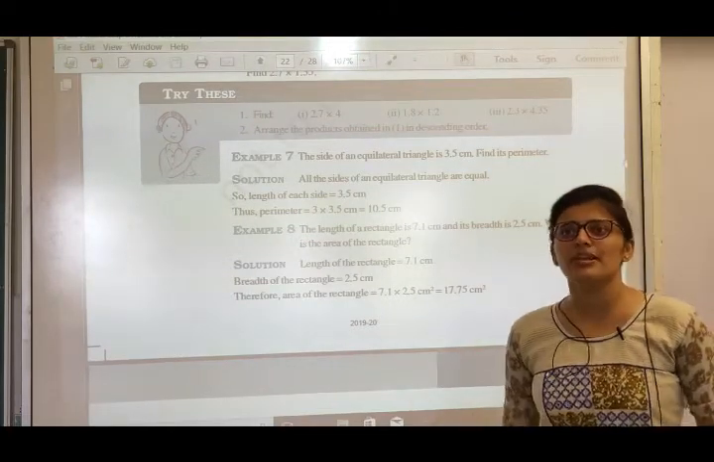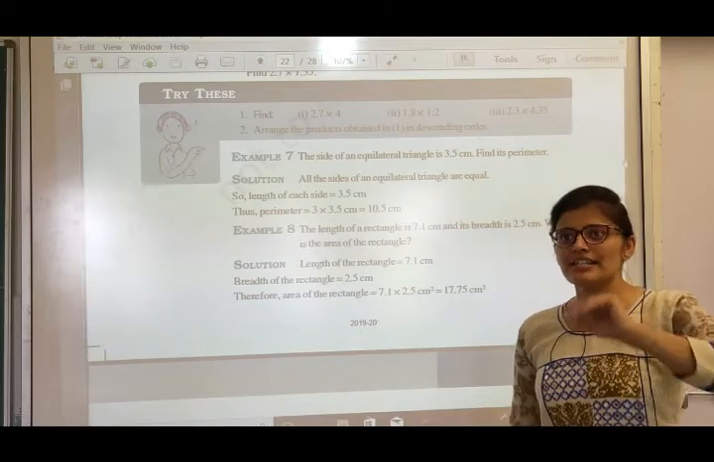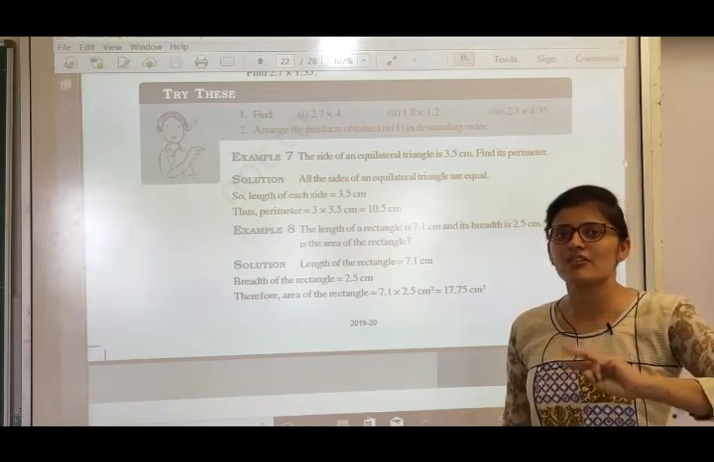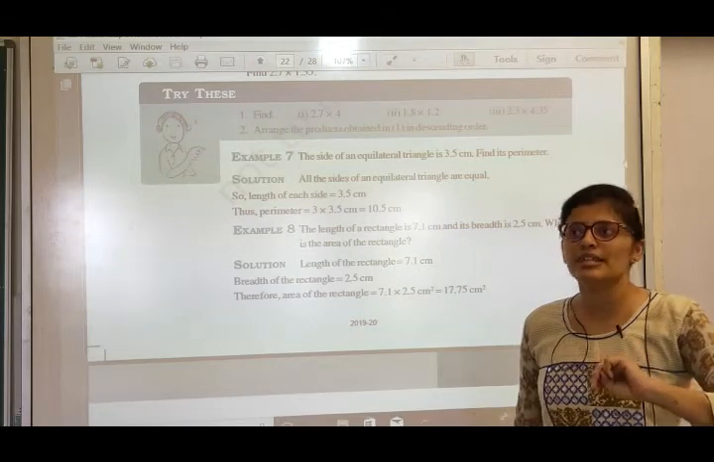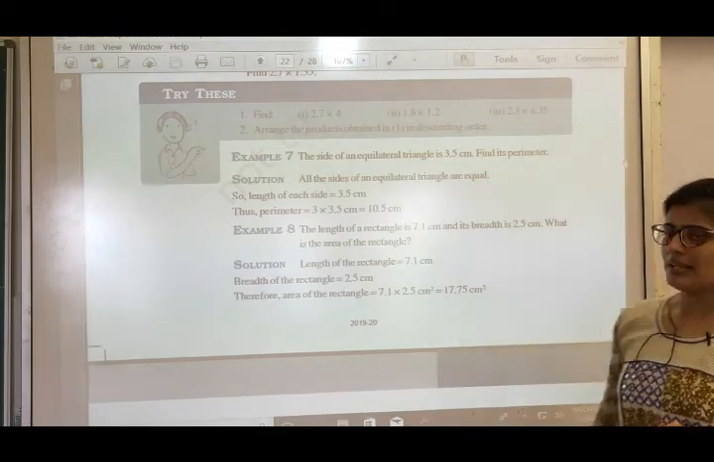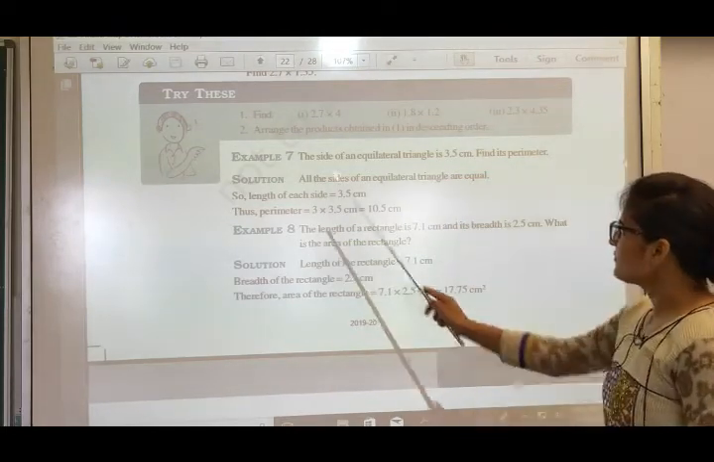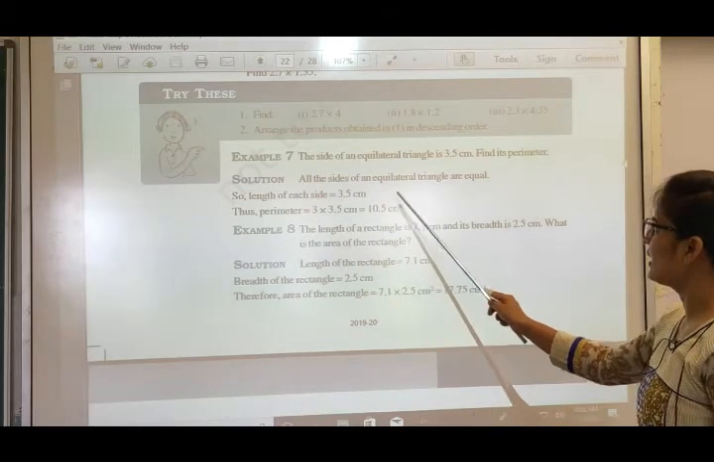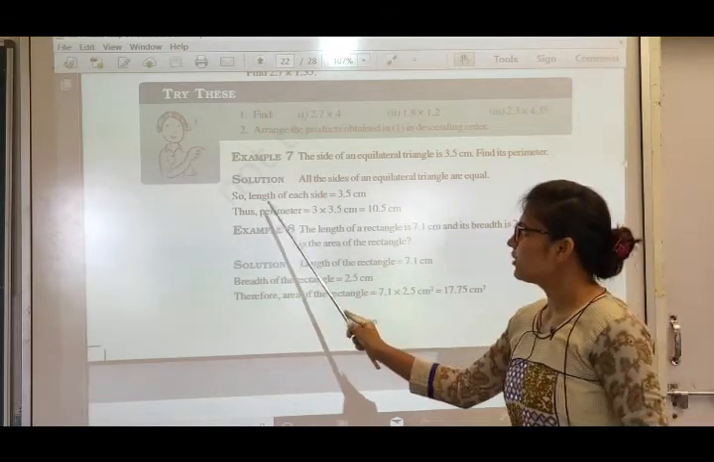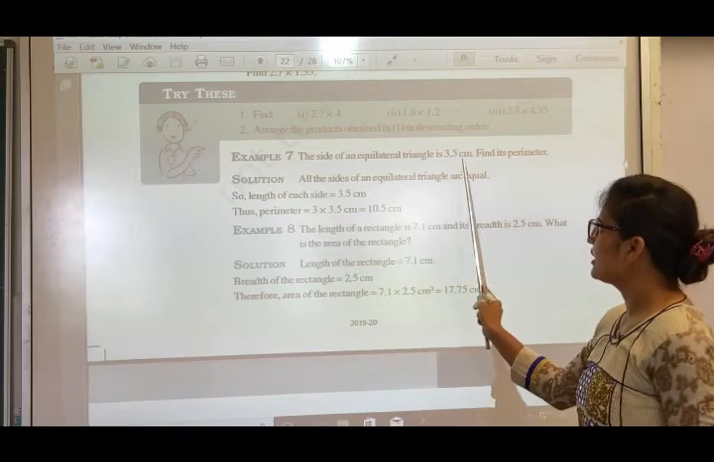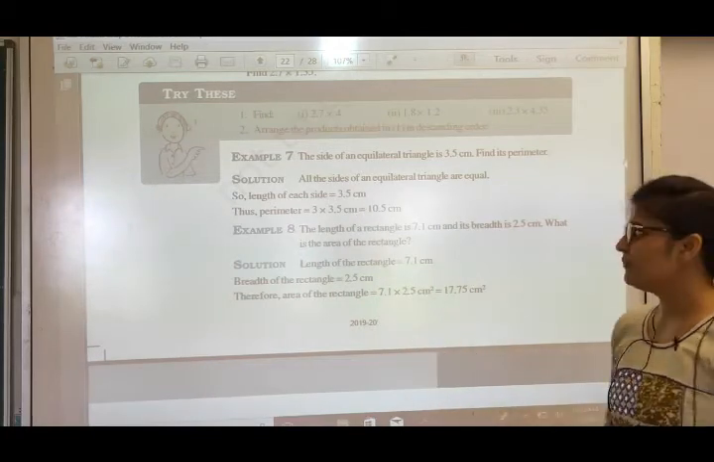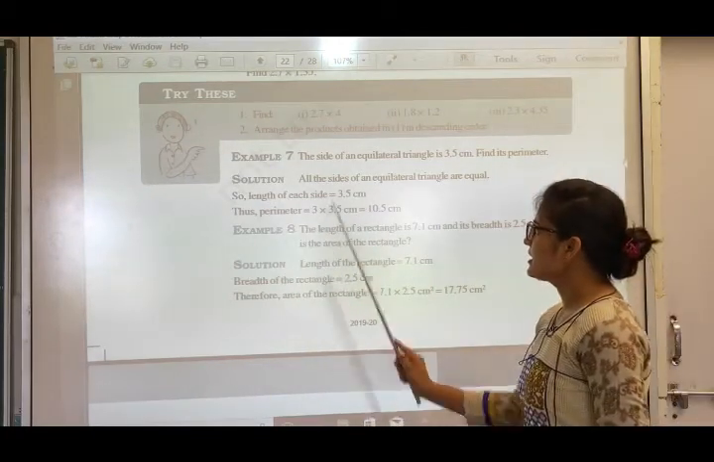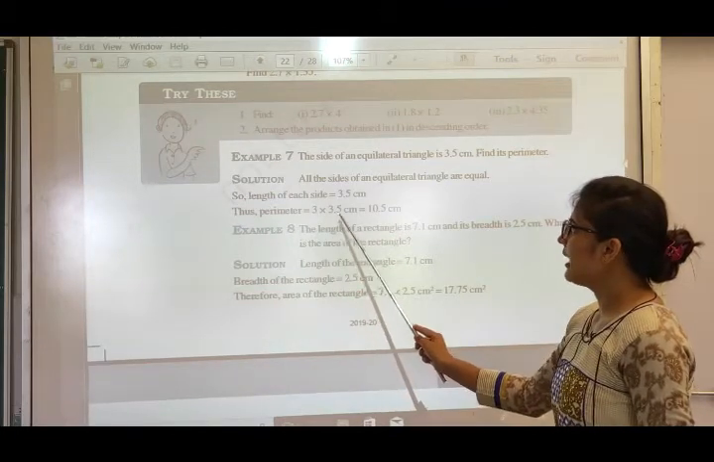What we have to do in the perimeter? We have to add up the sides. How many sides are there? 3 sides, and they are equal. So we have to multiply the measurement of one side by 3. So all the sides of an equilateral triangle are equal. So the length of each side is equal to, here it is given, 3.5 centimeter. Thus perimeter is equal to 3 multiply 3.5.